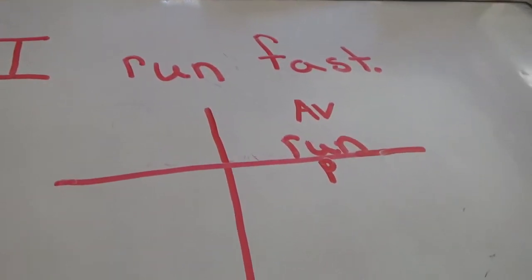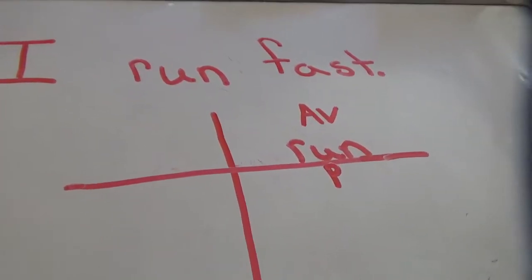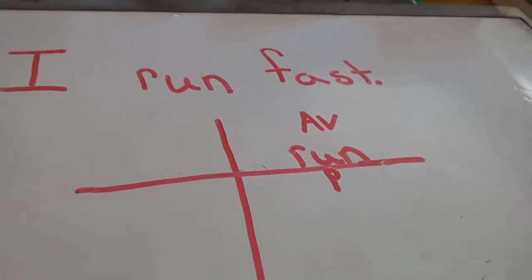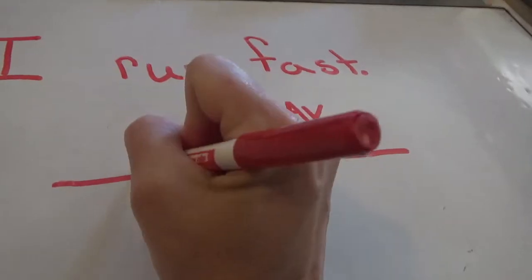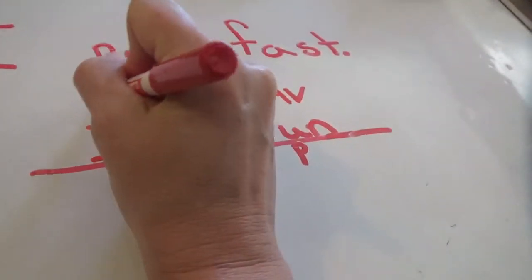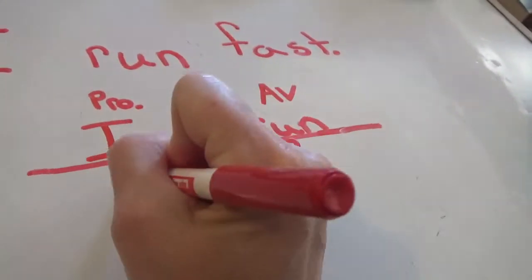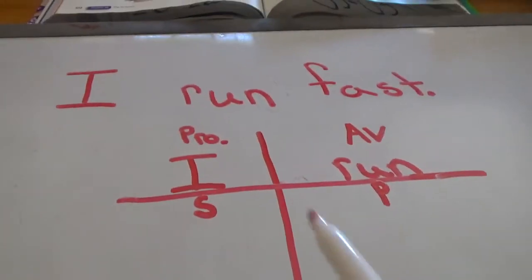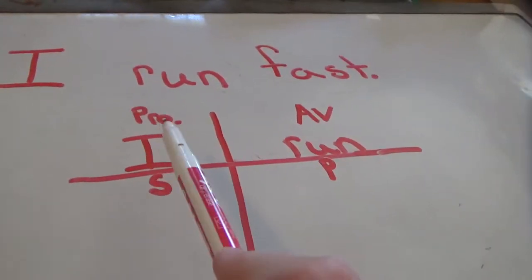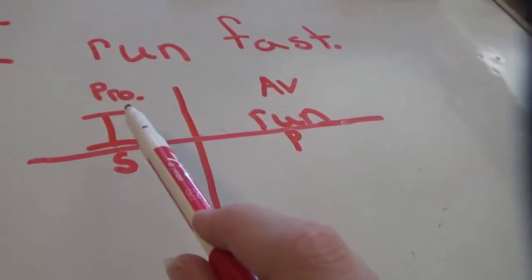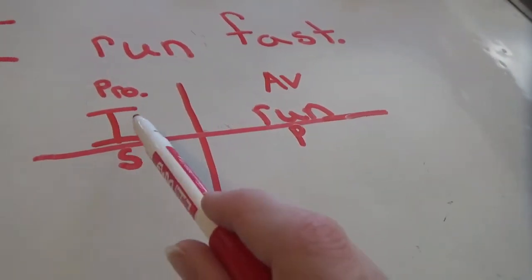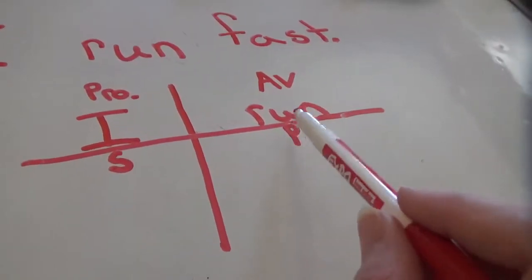So now to find the subject, you just say who runs. And remember, the subject is always a noun or a pronoun. So who runs? I run. Now, I is a pronoun. We're going to put S for subject because it's a simple subject. Remember, the simple subject is the one word, or it might be a compound subject, in which case it would be more than one. But the simple subject is the main part of the subject. The simple predicate is the main part of the predicate.